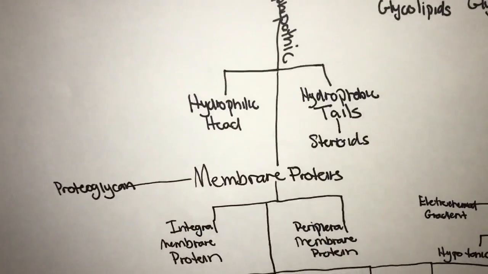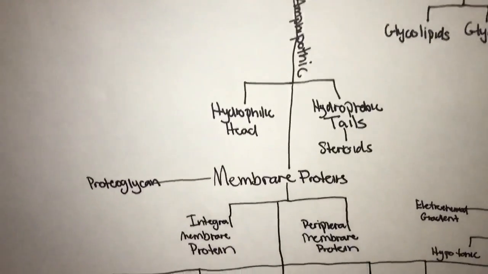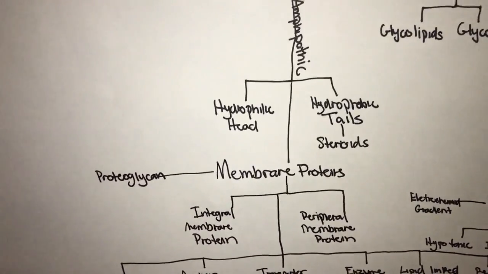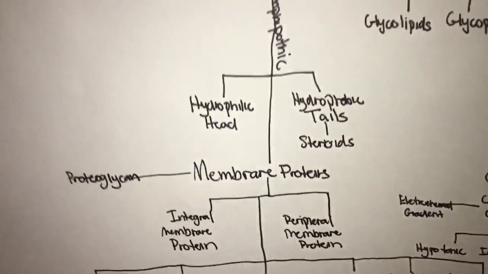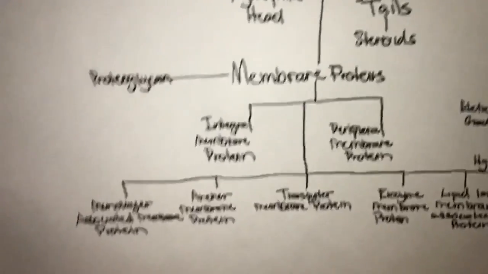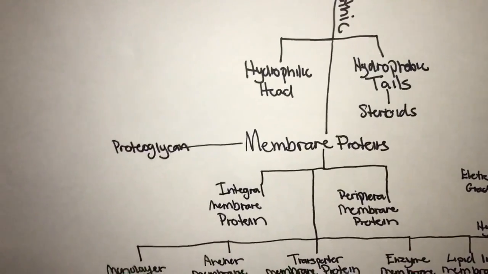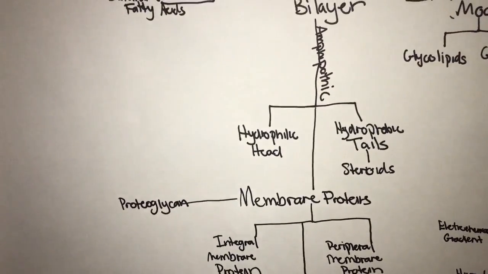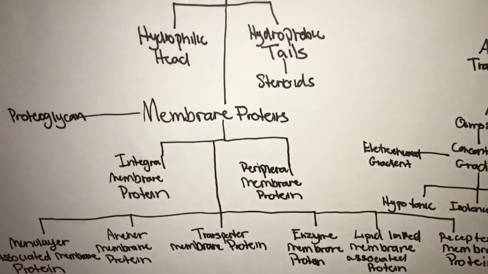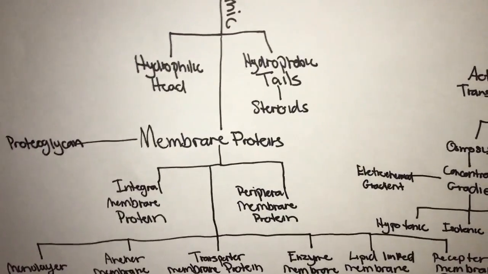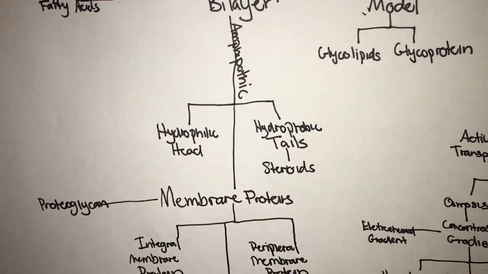So going down, we have multiple different types of membrane proteins that are either bound in the membrane, or simply attached to the membrane and can unattach themselves. So the membrane proteins that are permanently attached to the membrane would be the integral membrane proteins. And they're not permanently attached to the membrane per se, but they are embedded in the membrane. And then you have the peripheral membrane proteins, which attach to the hydrophilic heads of the phospholipid bilayer.